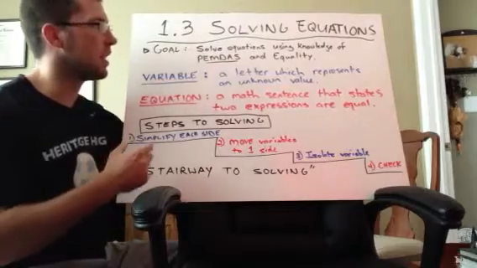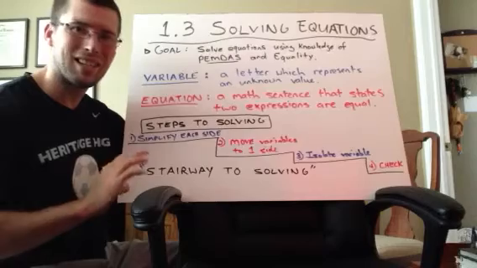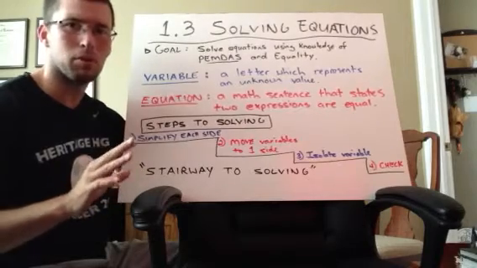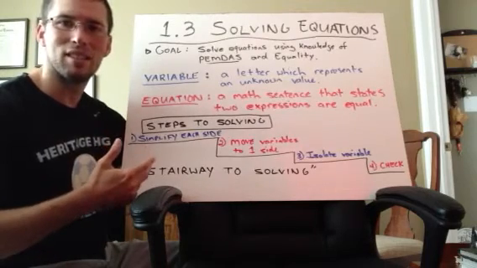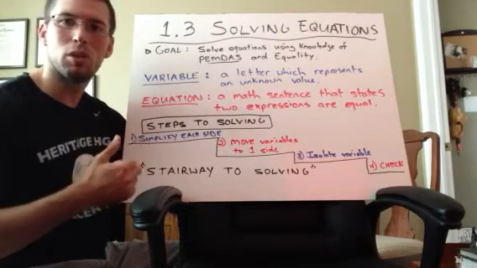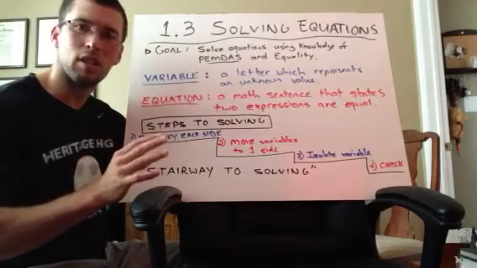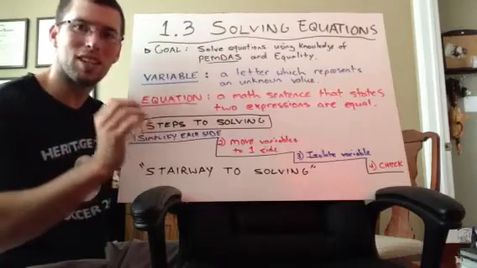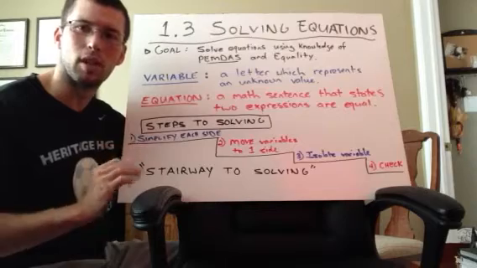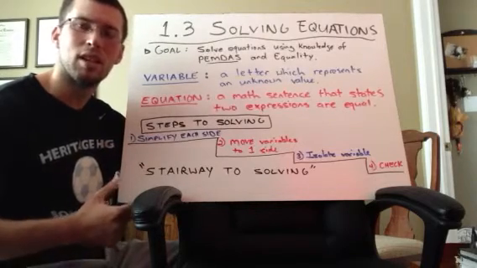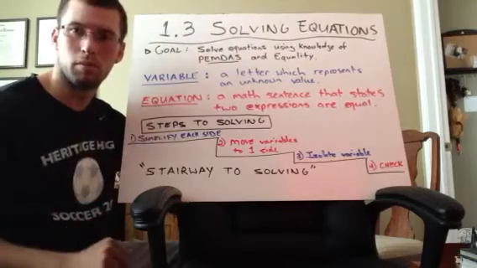So the variable states that it is a letter which represents an unknown value. It can be any letter out there. Sometimes we even use symbols for variables. An equation is a math sentence that states that two expressions are equal. So we talked about expressions last section. If we actually set two expressions equal to each other, we have created an equation. So it's pretty simple how they work together. And an expression can be just simply one term, or it can be a multitude of terms.